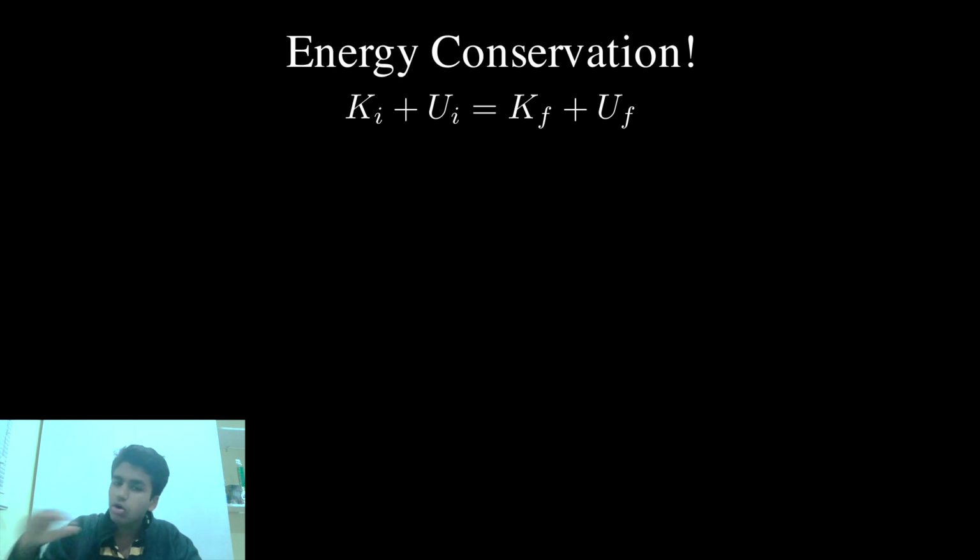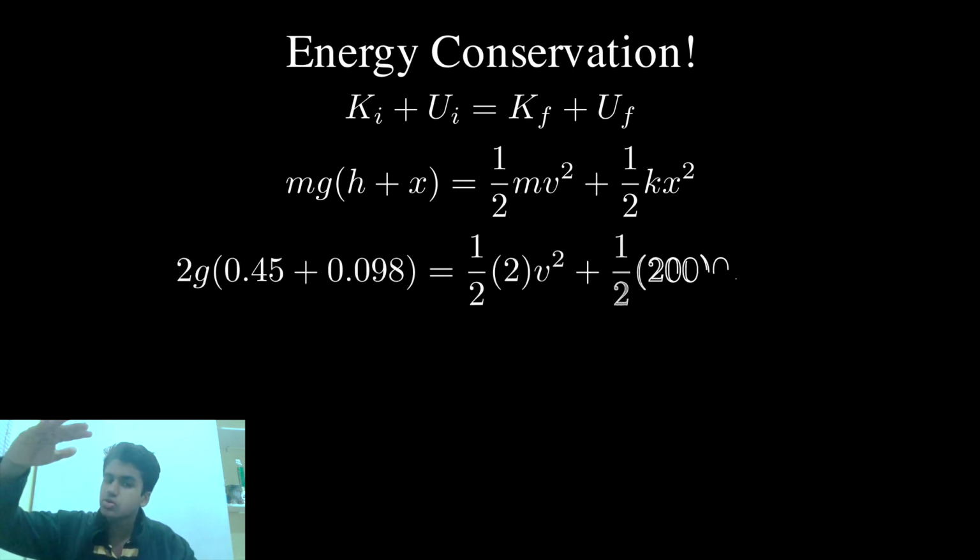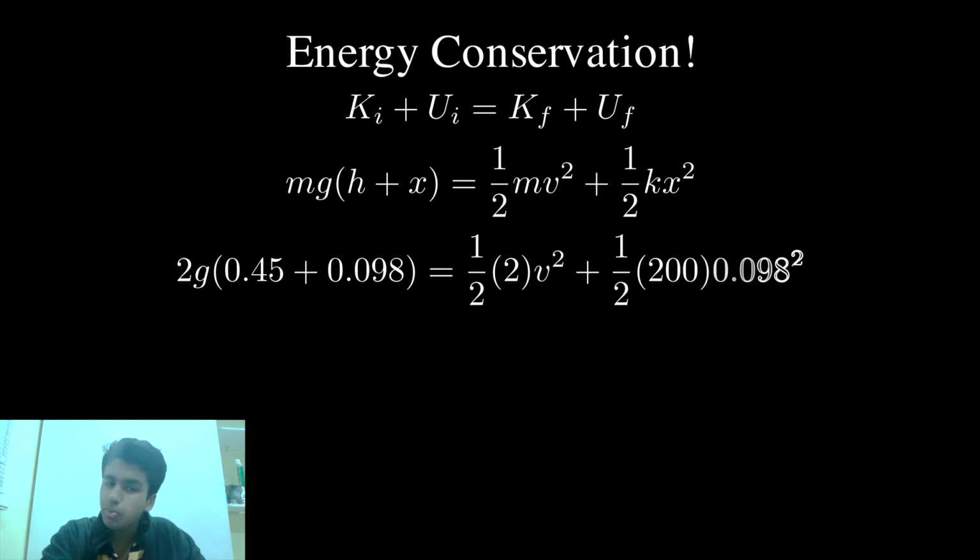And this will all convert to kinetic energy and spring potential energy. And then we know the spring is compressed by 0.098, so we plug in all our variables. So the mass is 2, and then we know the height is 0.45. Basically, the height it moves down to touch the spring, and then 0.098 is the amount it compresses. So we must sum that up because that's how much the gravitational potential energy changes by.